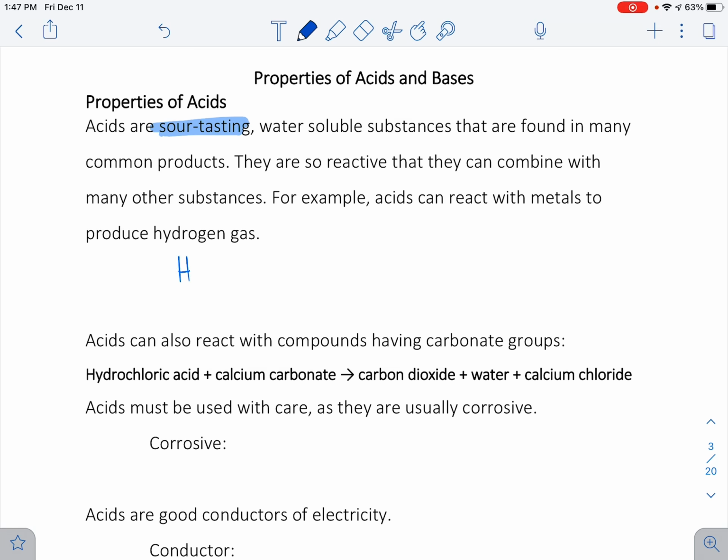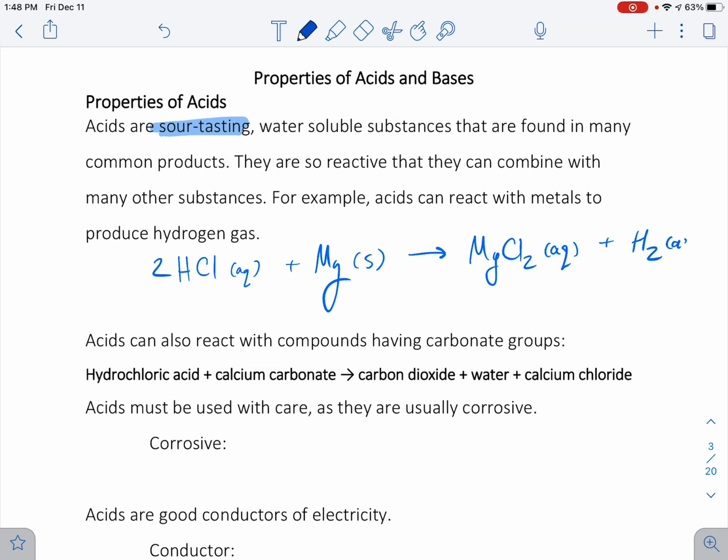So for example, if we take HCl, which is hydrochloric acid, the same acid that's in your body, and react that with something like magnesium, which is a metal, it will react very aggressively and produce magnesium chloride, which is a salt, and it'll produce hydrogen gas. And so that's done by having two of these hydrochloric acid molecules react with the magnesium.